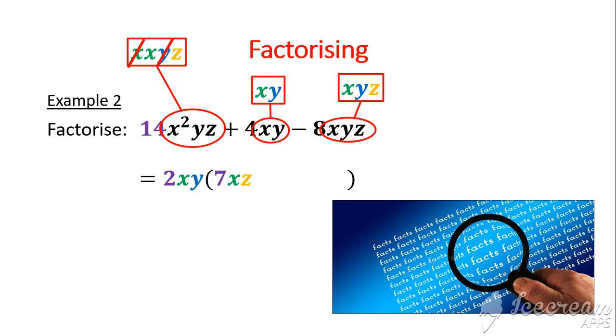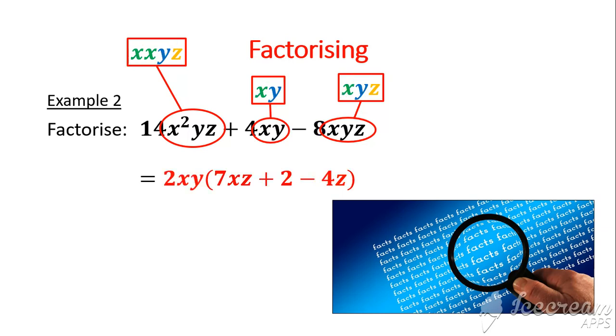Now, moving on to the second expression, 4xy. We've taken the 2 out, so we need a 2. But we also need no letters, because the x and y have gone out the front. Right, moving on to the 8xyz, we need to have a minus 4, because 2 times minus 4 makes minus 8. We've taken an x and y out the front, and we need to put a z back into the brackets, because we need xyz.